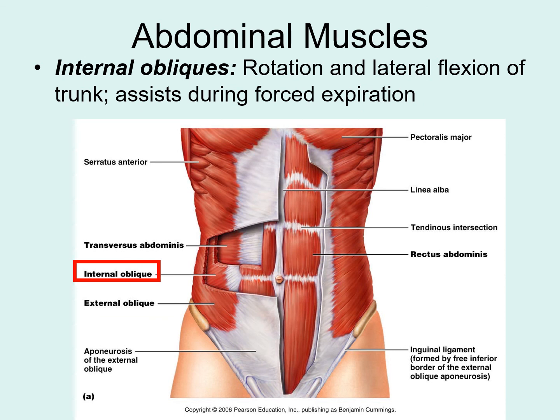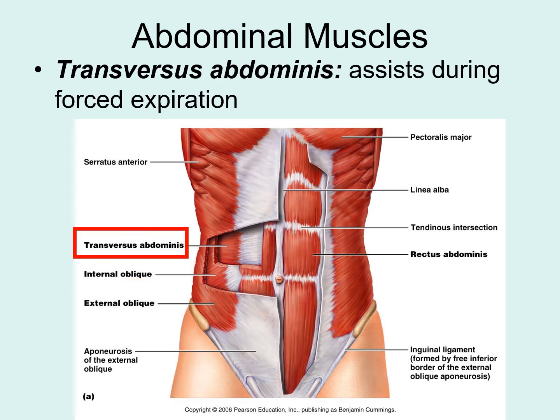The internal obliques are for rotation and lateral flexion of the trunk. Notice the direction at which the muscle fibers are moving. It is an opposite direction from the external obliques. This is adding strength to the whole abdominal area. And then deeper to the internal obliques, you now have the transversus abdominis. And now notice once again a different pattern of the direction of the muscle fibers themselves.